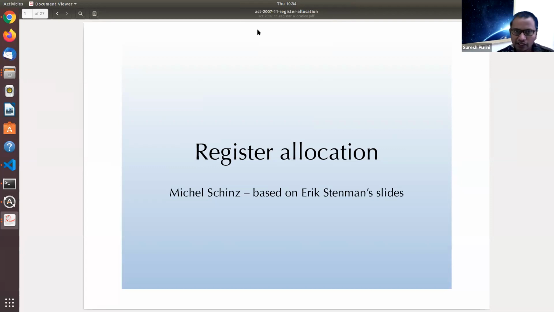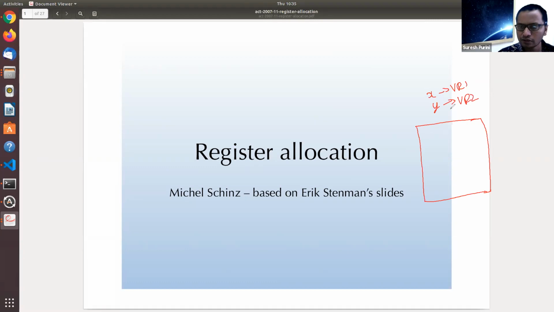In the last class, we have seen how to do this at a basic block level. Let's say this is your basic block. The property of a basic block is that it's a straight line sequence of code. The variables are promoted to virtual registers. Let's say a variable X could be allocated a virtual register VR1, and another variable Y could be allocated virtual register VR2, and so on and so forth.